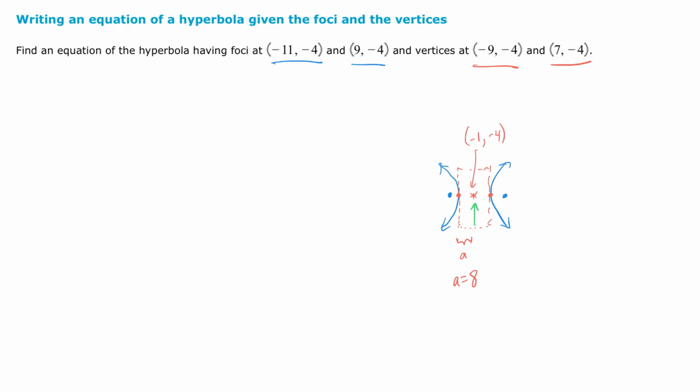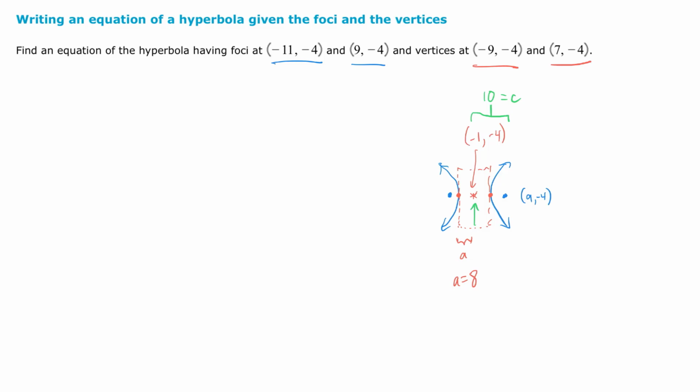Remember, C is this distance. C is this long distance here from a focus point to the center. So that's -1, and we need to go to 7. Sorry, to the focus. Let's label this focus here. This is 9, -4. So that's 10 units. So C is 10. Or 10 is C, right?